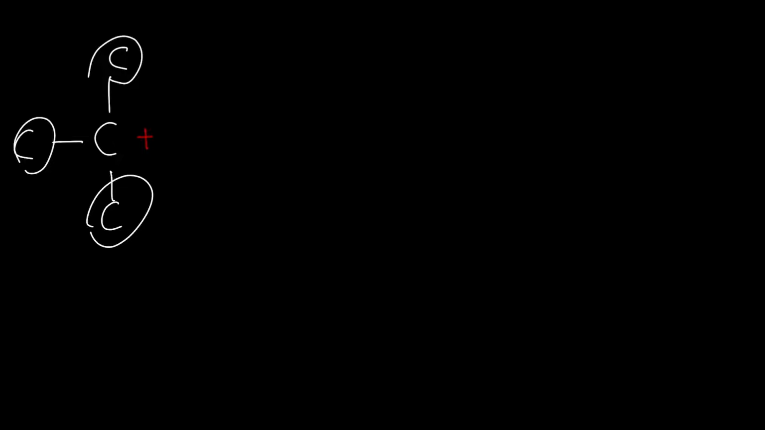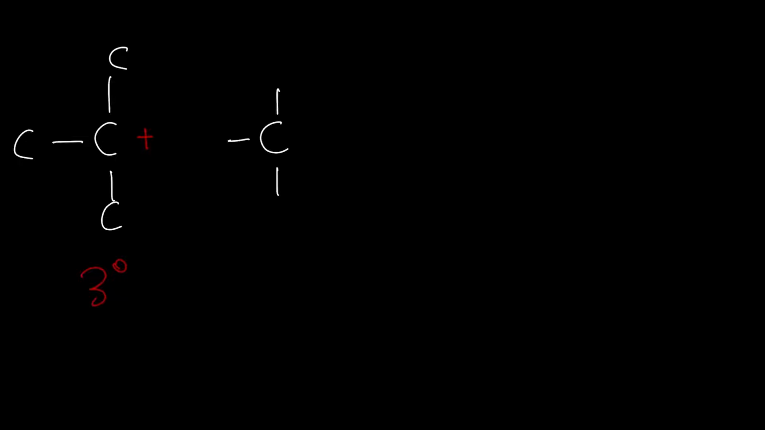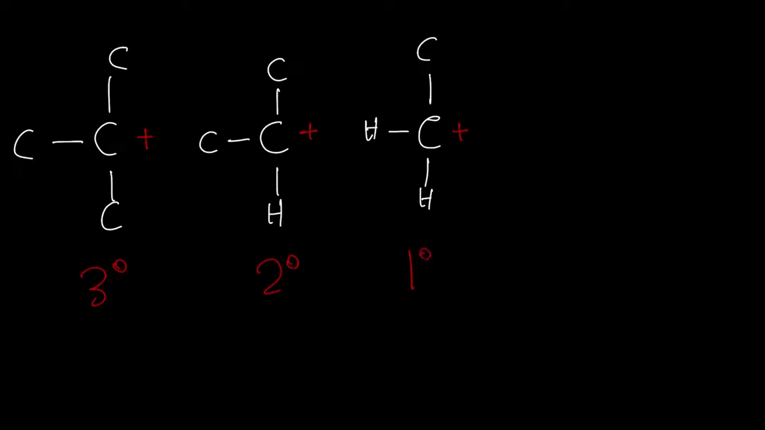In this video, we're going to talk about the stability of carbocations. On the left side, we have a carbocation that is attached to 3 other carbons. Because it's attached to 3 other carbons, this is considered a tertiary carbocation. Now, what we can also have would be a carbocation that is attached to 2 other carbons, and this would be a secondary carbocation. If the carbon with the positive charge is attached to only 1 other carbon, then it is going to be called a primary carbocation.